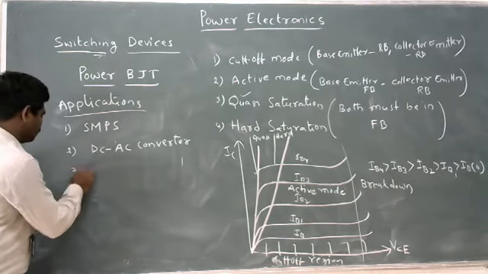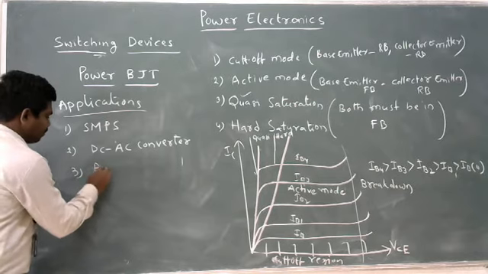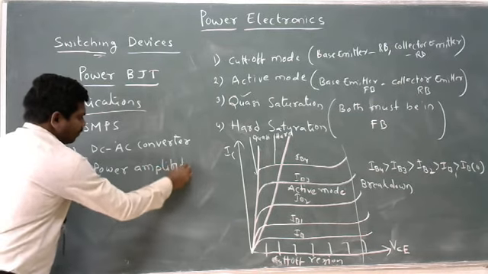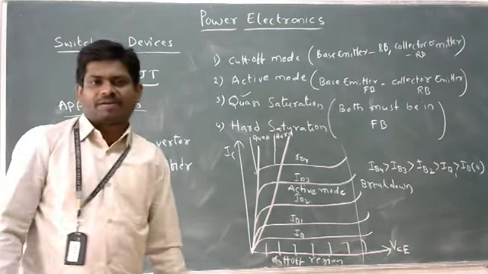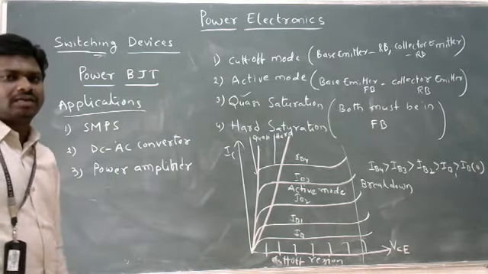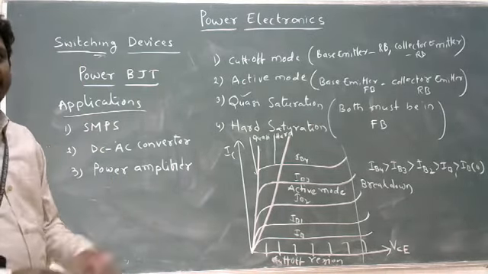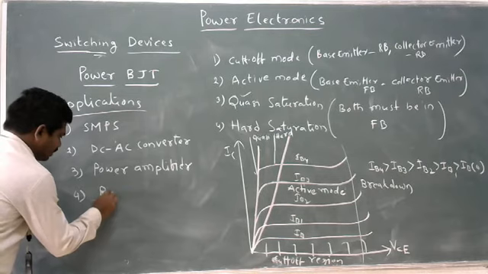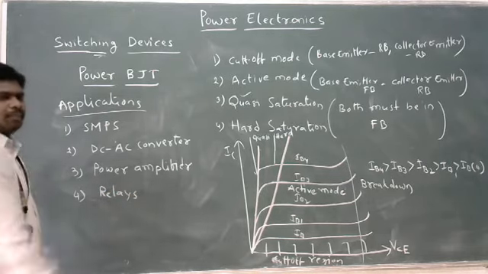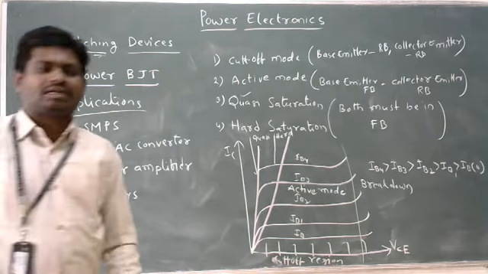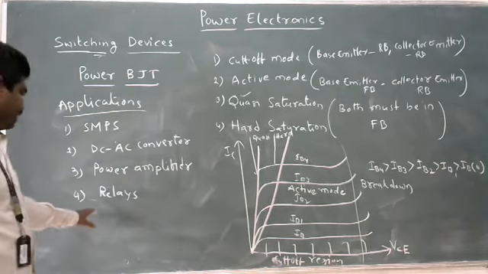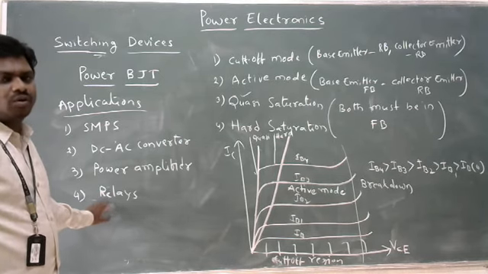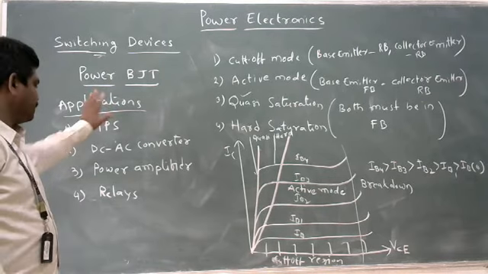And the third one is power amplifiers. Power amplifiers means where the power is going to be amplified, there some switching operation is required for the entire configuration of power electronics. There we are going to use this power BJT. And the fourth one is relays. In most things, we can see this type of relay in power system applications. So if you want to operate the relay, what we call a static device, we are most probably going to use a power BJT.